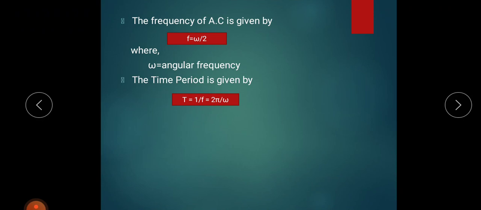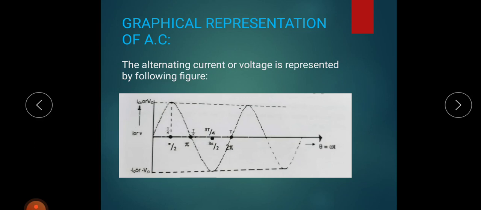Here T is equal to 1 divided by f. We know that omega is equal to 2 pi f. So T is equal to 1 divided by f, which is equal to 2 pi divided by omega. So the time period T is equal to 2 pi divided by omega. This is the equation of the time period of the alternating current for one complete cycle of the alternating current. Then go to the next slide.